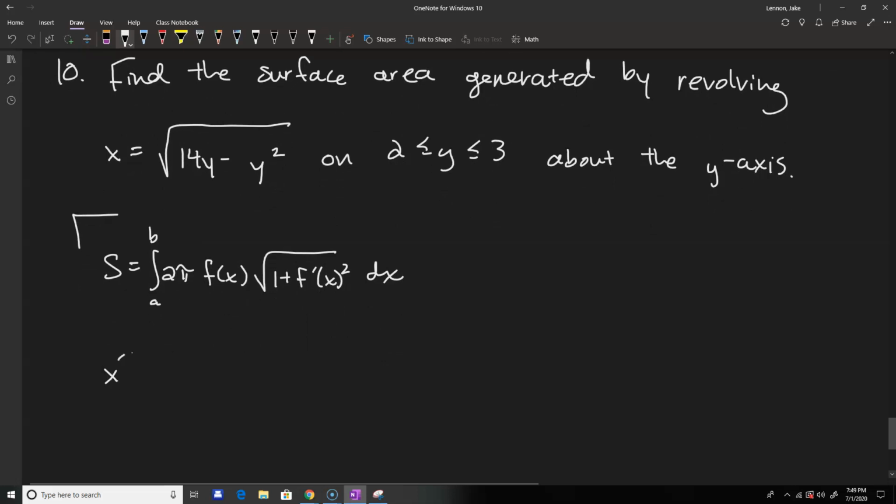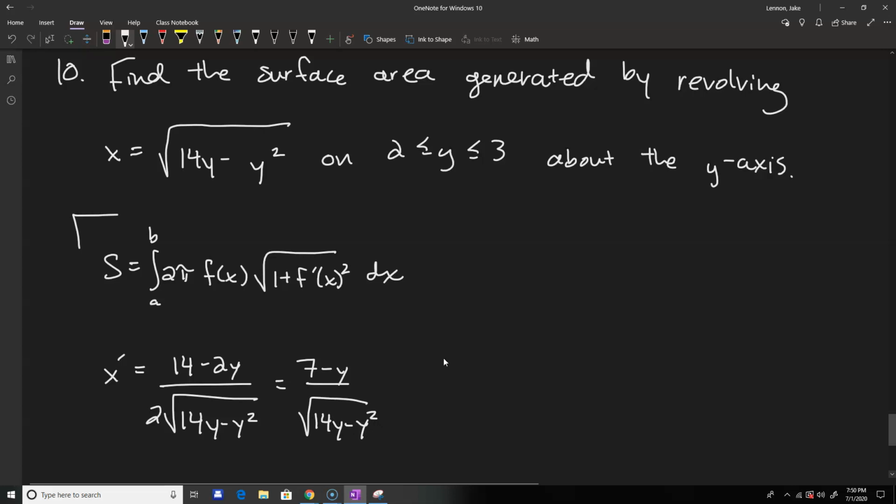So essentially x prime is going to be what? Well, it's going to be the derivative of the inside, which is 14 minus 2y divided by, so it's a 1/2, so there's going to be a 2 on the bottom, times the square root of 14y minus y squared. The 2 can be divided into the numerator, so we can write that as 7 minus y over the square root of 14y minus y squared.